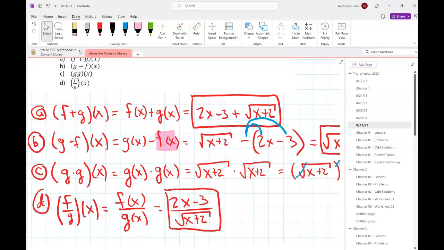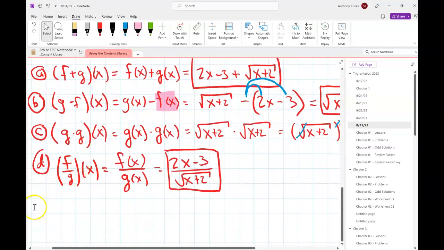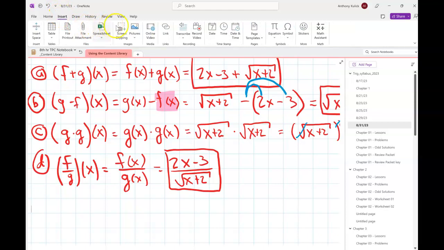So those are the four basic operations on functions. There is a fifth operation that we can do to a function. You would have talked about it last year in Algebra 2 classes. Anybody remember what that fifth operation on functions is? Starts with the letter C as a hint. Anybody remember? C is for composition.